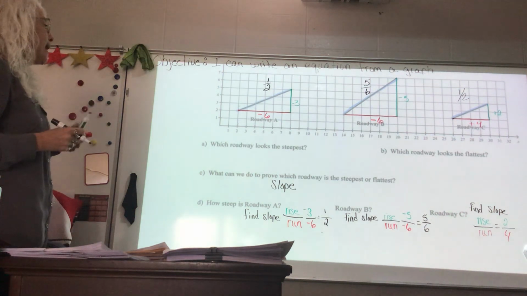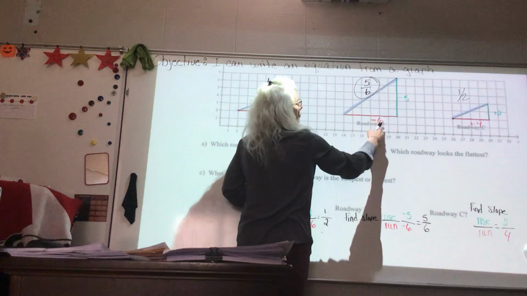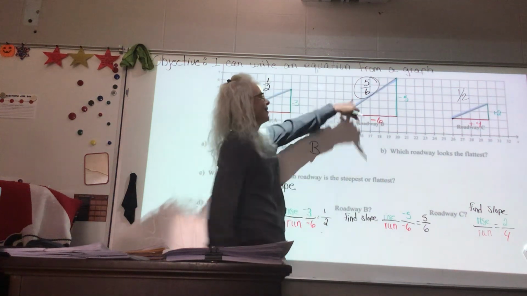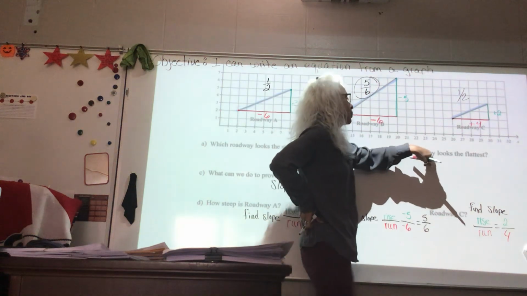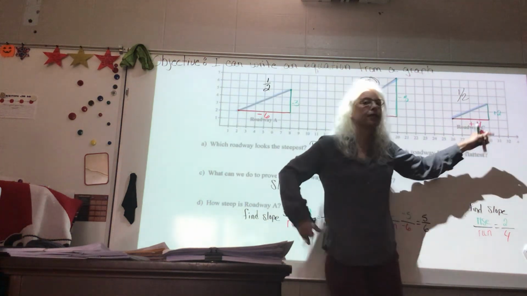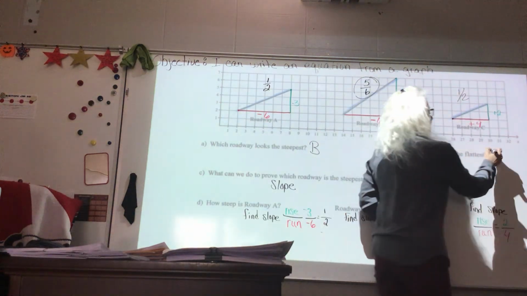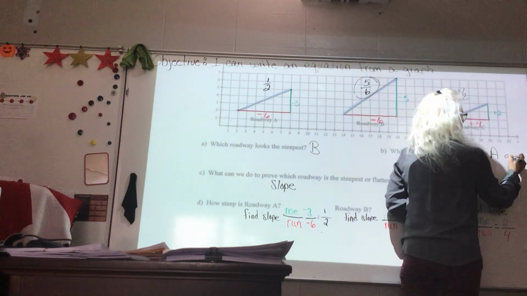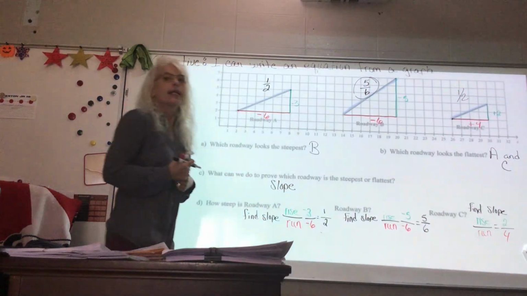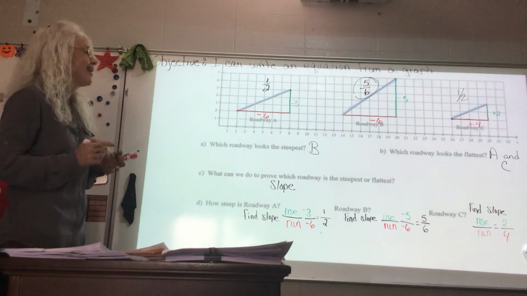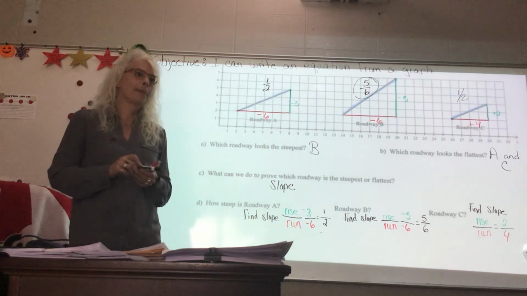Going back to problem A, it says which roadway looks the steepest? Roadway B, because it has the largest slope. On part B, it says which way looks the flattest? A and C are the same because their slopes are the same. Can anyone raise their hand and tell me why C looks flatter than A? Aaron?